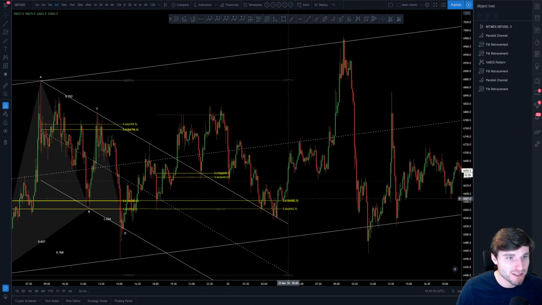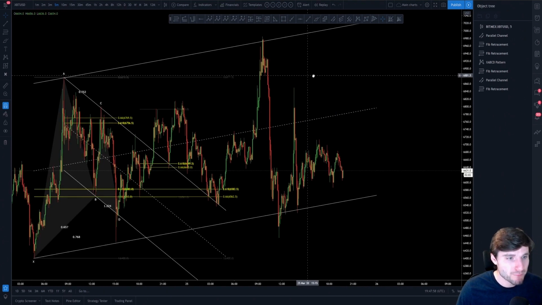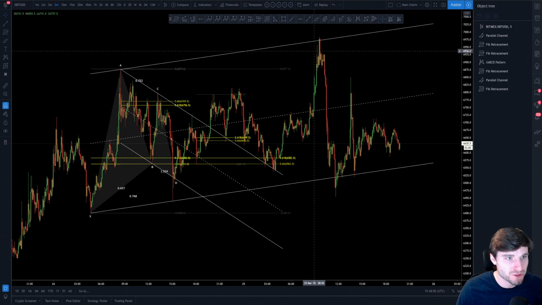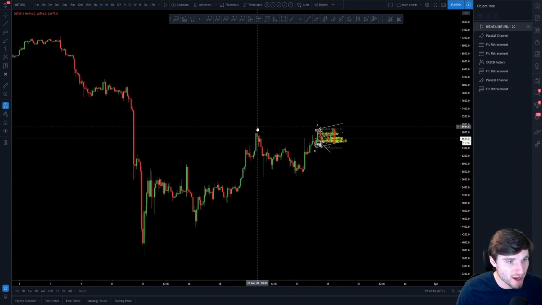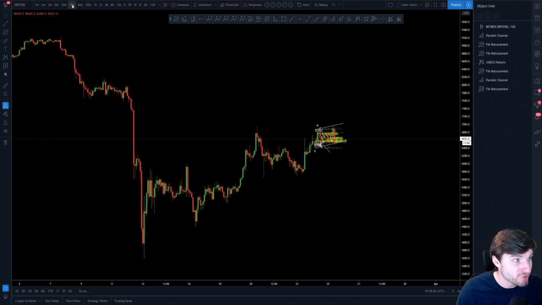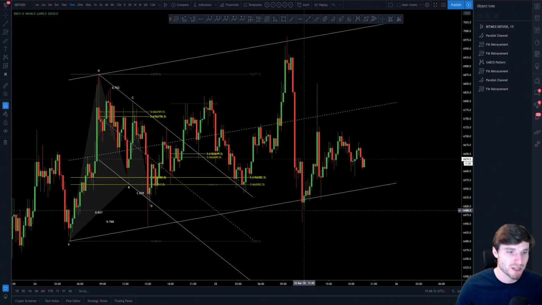That gave us our big move to the upside and brought us more or less to where we are now. This was a swing failure pattern of the highs back at 6,950. From that rejection, we came straight back down to the lows.